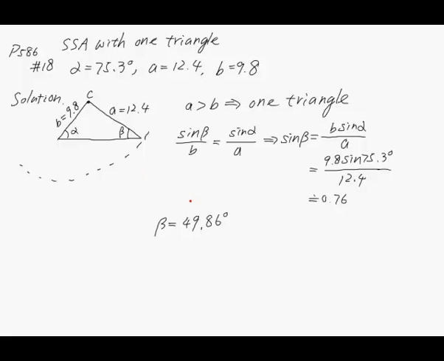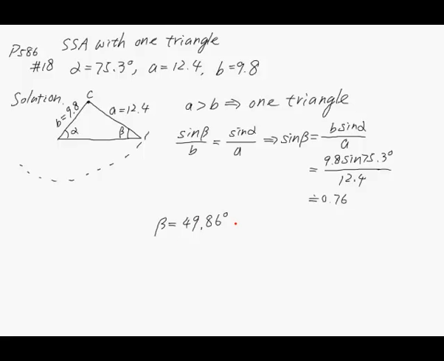Tell me, since we know sine beta equals 0.76, you can have two angles for which the sine is equal to 0.76. One is in quadrant 1, another one is in quadrant 2. Can this beta in quadrant 2, bigger than 90 degrees, be an obtuse angle? Yes or no?